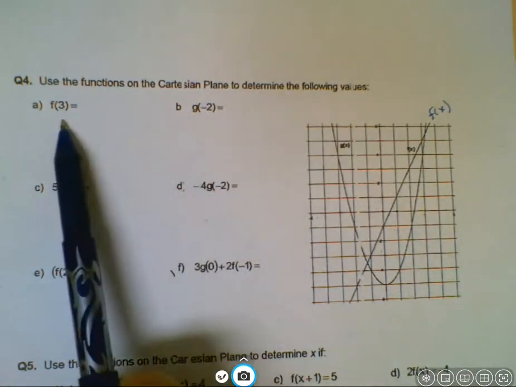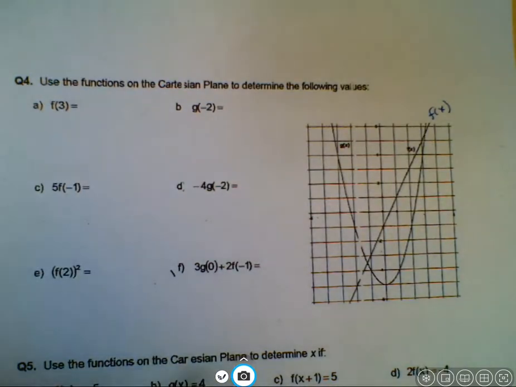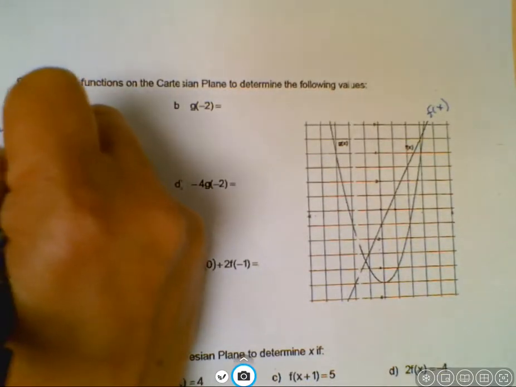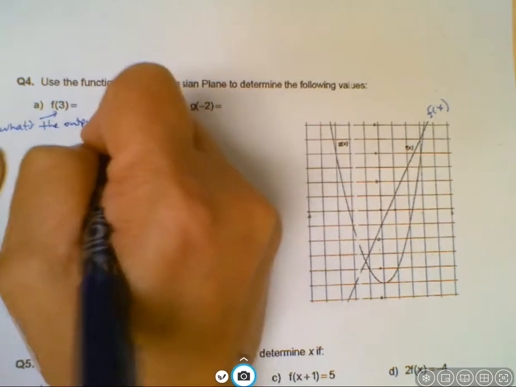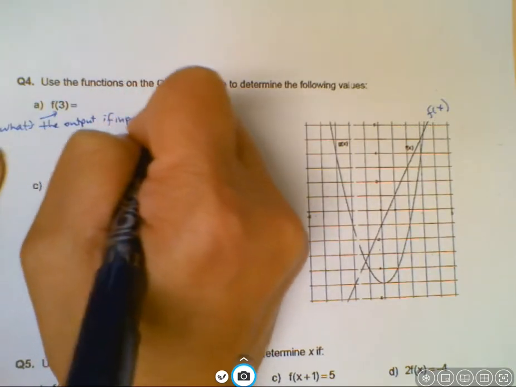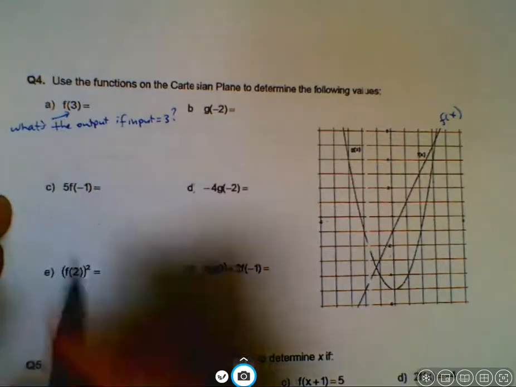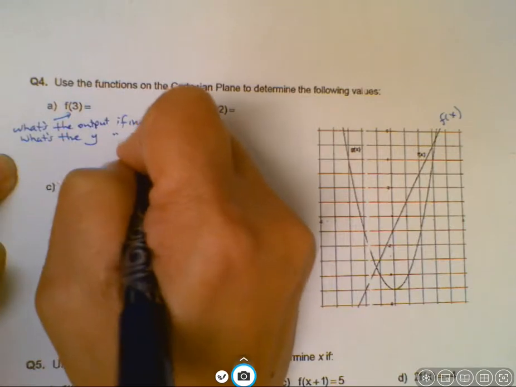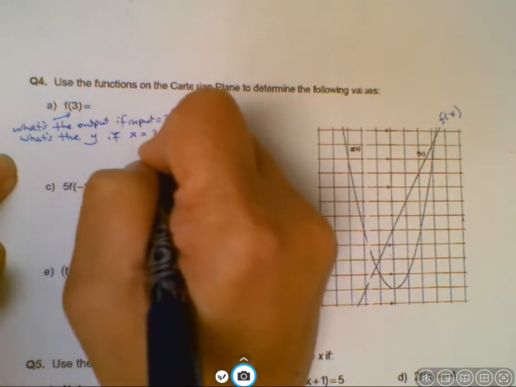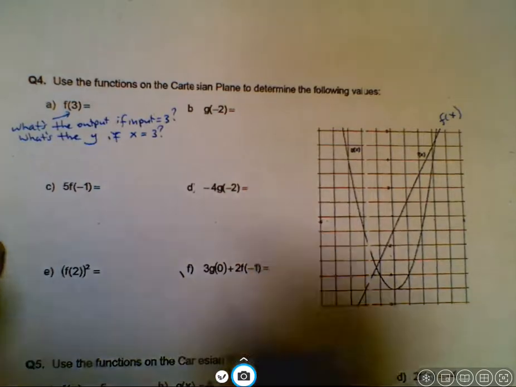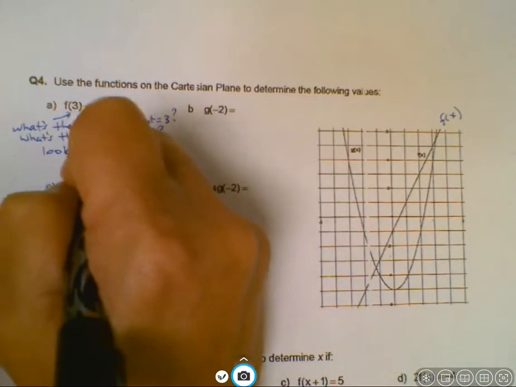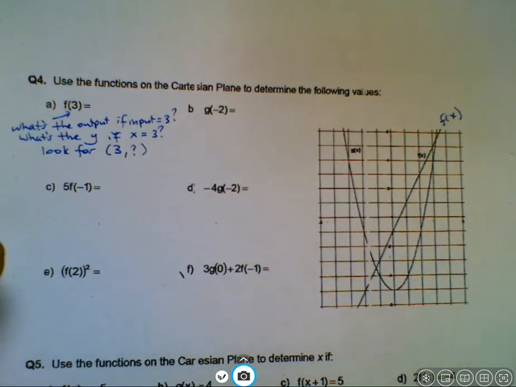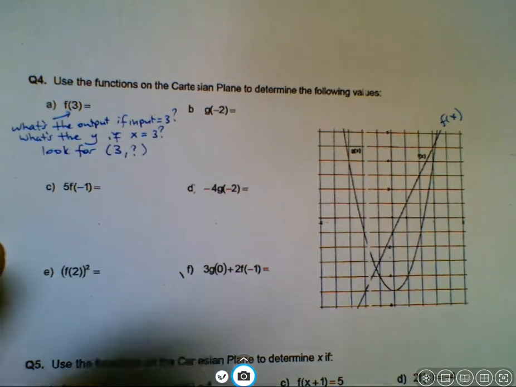because question A says, what is f of 3? And remember what that is. This is asking, what's the output if the input is equal to 3? Or in other words, what's the y if the x is 3? So we are going to look for a point that has an x coordinate of 3. And the question is, what will be the matching y of that point on the graph of f?